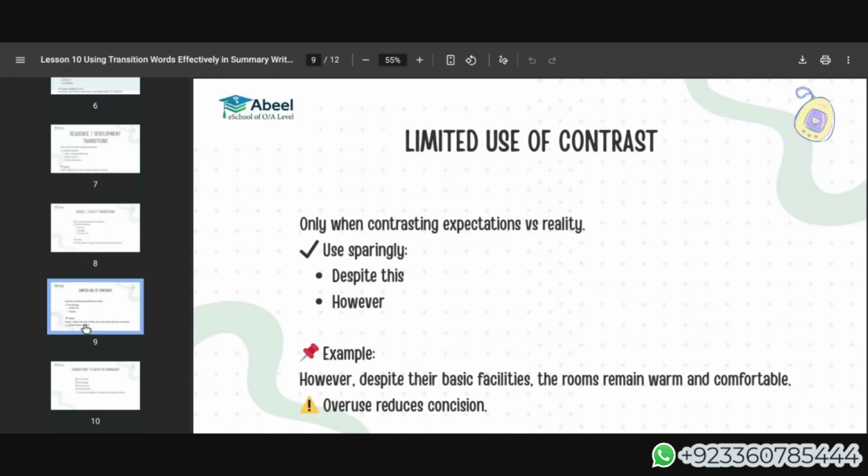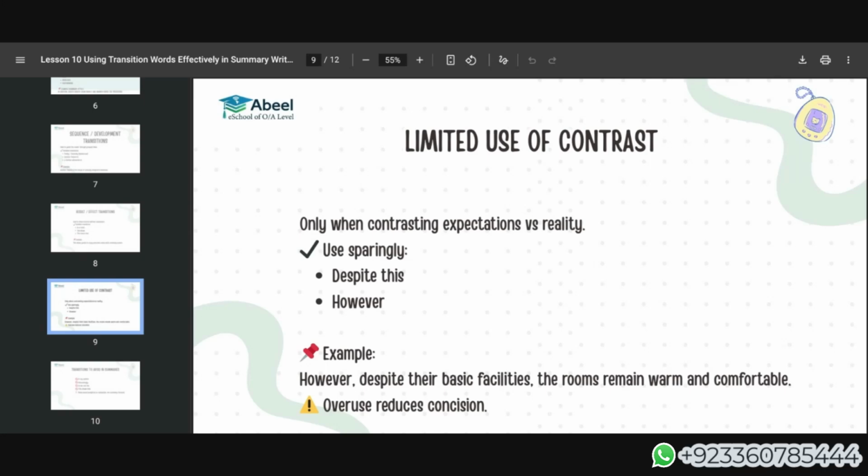Limited use of contrast. Only when contrasting expectations versus reality. Use sparingly. Despite this, it is not necessary that you're using all these 4 transitions in the summary writing task. And there are so many of these words. Use sparingly means use wherever it is really required. Maybe you're not using that addition transition, but this transition word is required here.